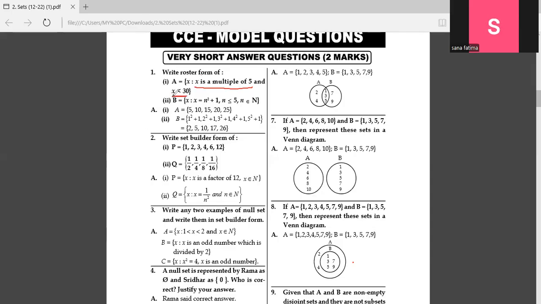Till less than 30. And listen carefully: when it is showing x less than 30, it means the number should not include 30 in the limit. When it is x less than or equal to 30, then the set should include 30.